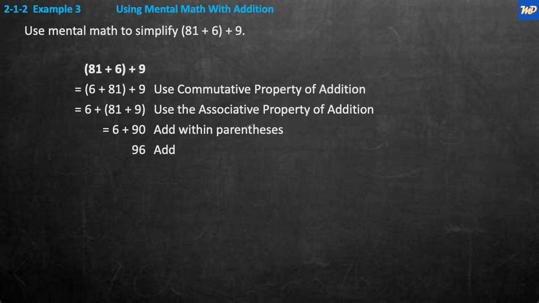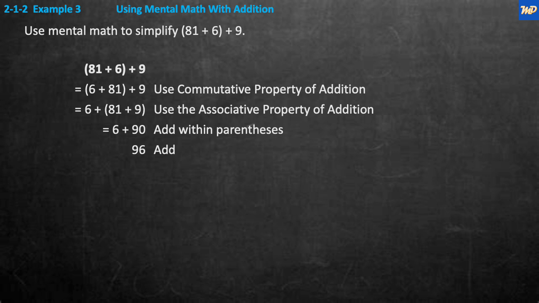Okay, example 3, using mental math with addition. Use mental math to simplify 81 plus 6 plus 9. So what they're implying here is we're going to look at these numbers and use the commutative property or the associative property, whatever we've already just learned. How would you move these numbers around to make them easy to add real quickly? Is it easier to say 81 plus 6, and then you go 87, and 87 plus 9 is whatever? Or is there a way of adding them differently, quickly, and getting an easy answer?